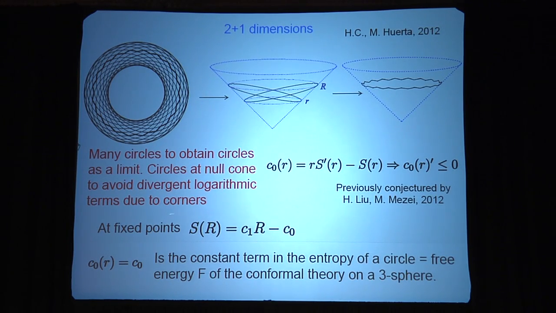And at the fixed points, we expect that the entanglement entropy of a circle has an area term and a constant term, only these two terms. So if we plug this formula here, we get that the C0 quantity that is decreasing at the fixed point is given by this constant term in the entanglement entropy of a circle.